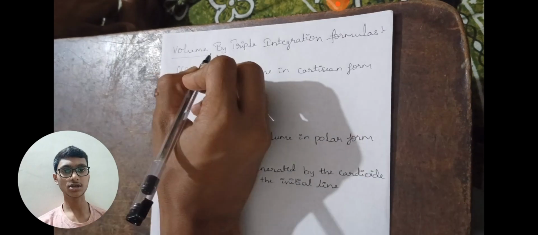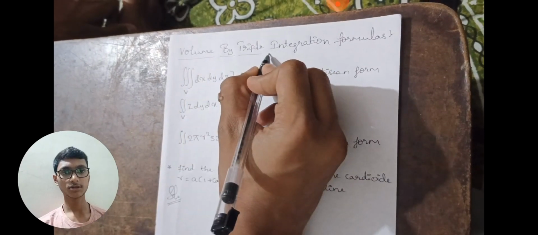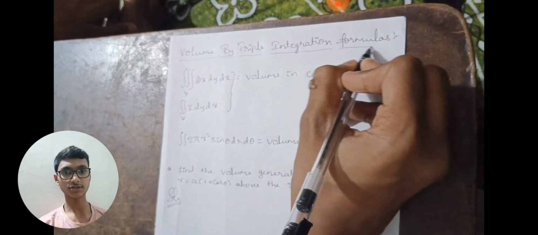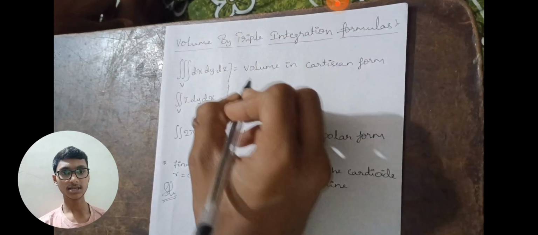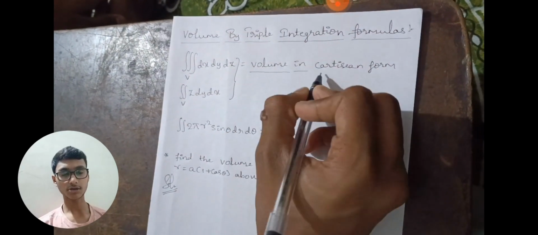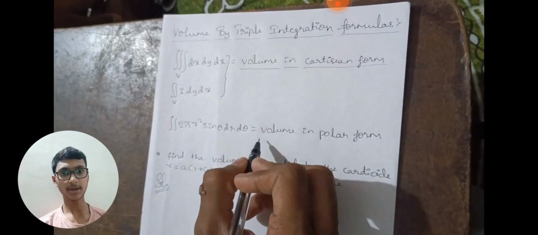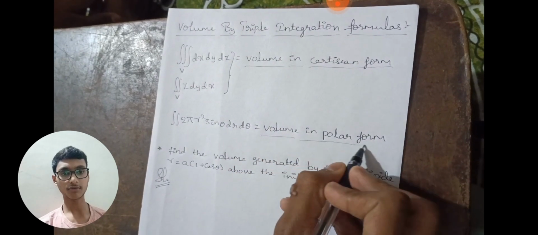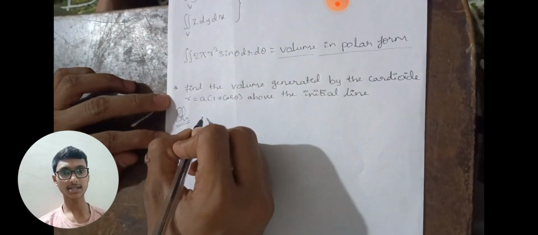Triple integration formulas. So let us see the volume for Cartesian form: triple integration dx, dy, dz and also double integration z, dy, dx. Now the volume in polar form formula is 2 pi r square sin theta dr d theta.